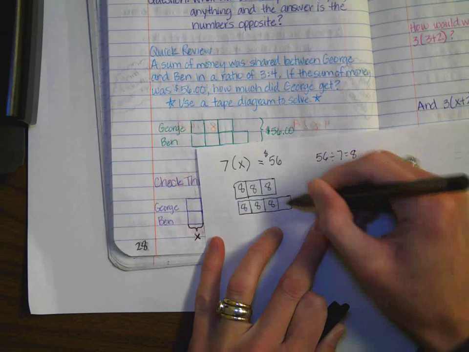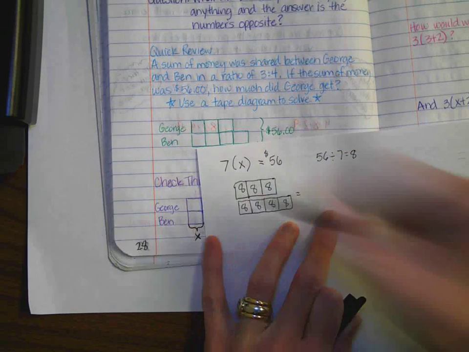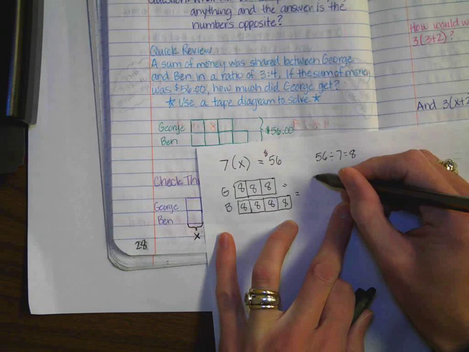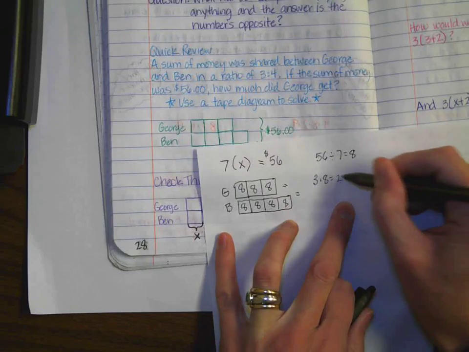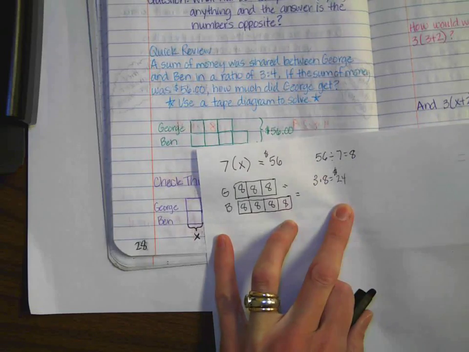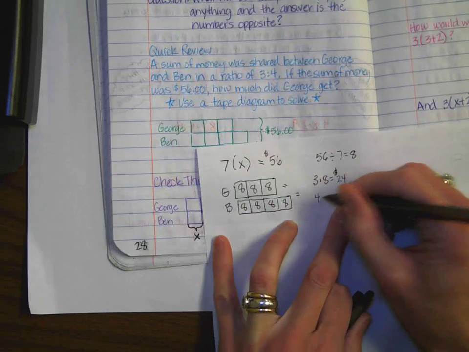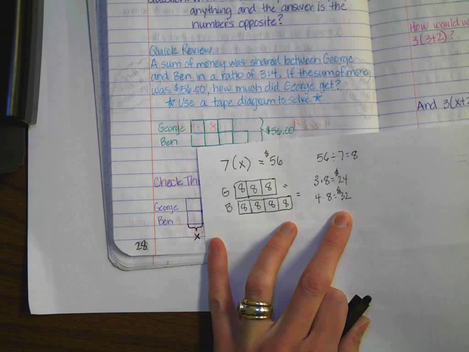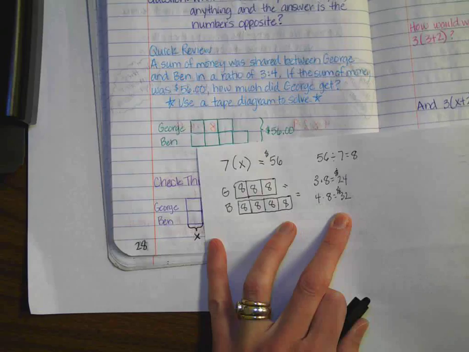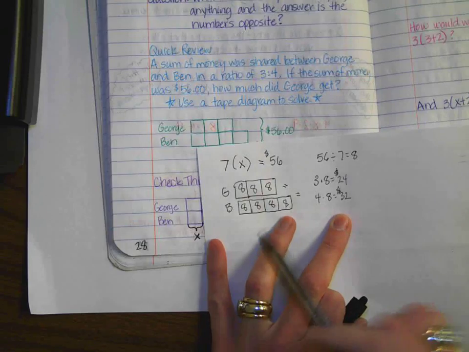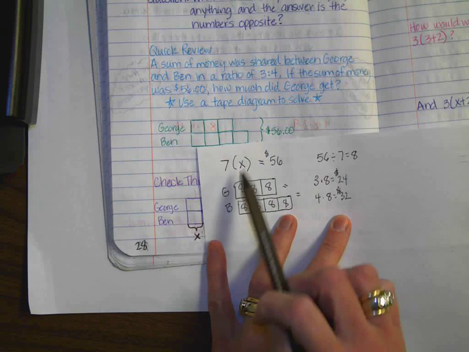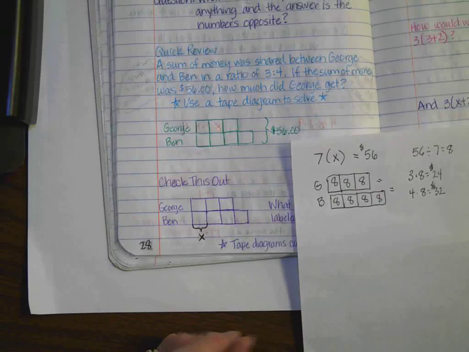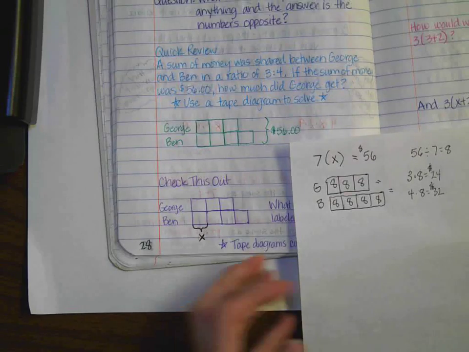So we have 8 in each one of the sections, and then we can figure out what both George and Ben have. There are 3 eights, so 3 times 8 equals 24 for George, so $24 for George. And Ben is 4 times 8, which equals 32, so Ben has $32. It didn't ask what Ben had, but it did ask what George had, so George has $24. The way that we link this back to the distributive property is we have 7 X's, and the X's represent the sections of the tape. That's how it's related to the distributive property.